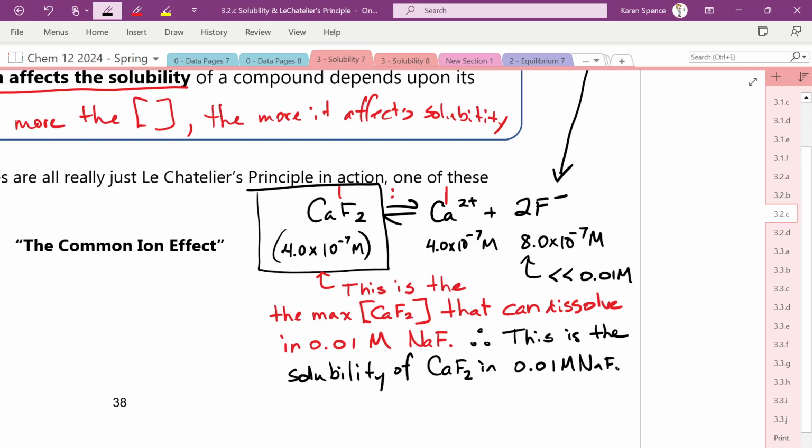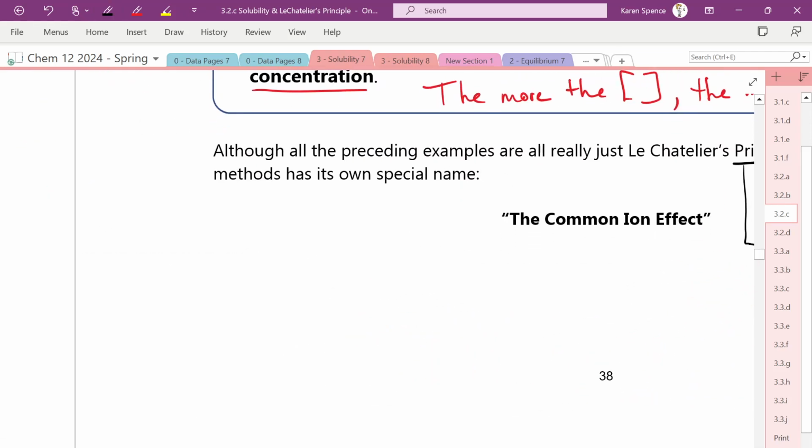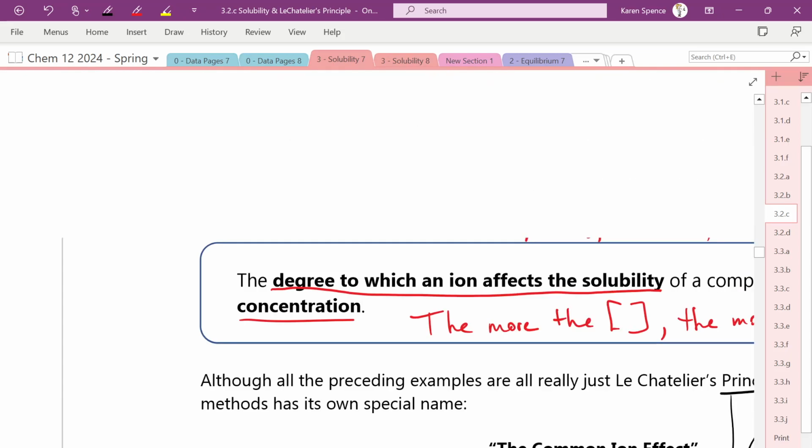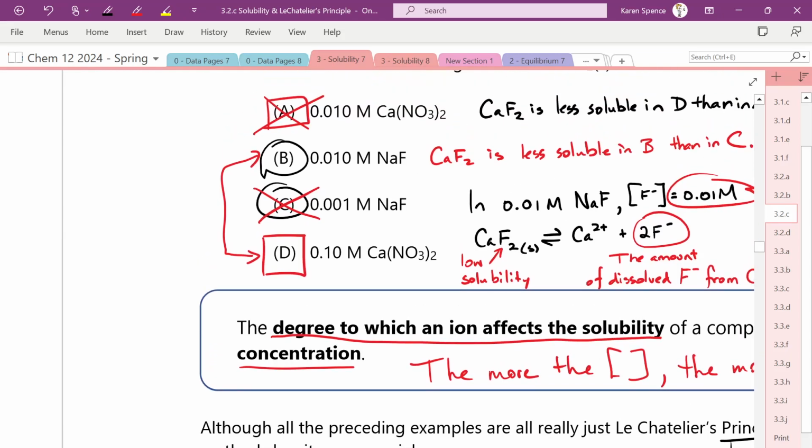Shall we do the same thing with our calcium nitrate solution? Yes. Okay. So that's okay. Look, all this room over here. Oh, and if you don't have enough room, grab yourself another piece of paper. Now we're going to look at 0.1 molar calcium nitrate.